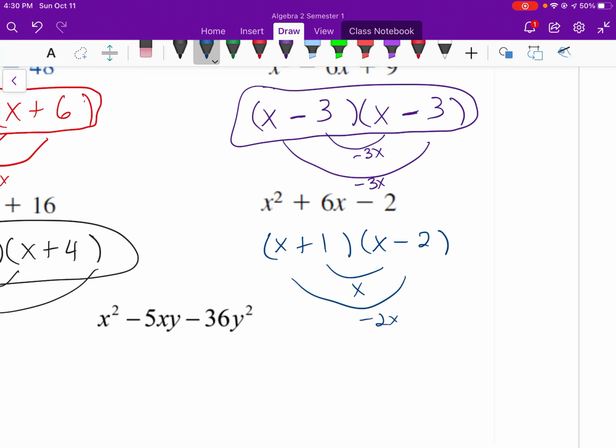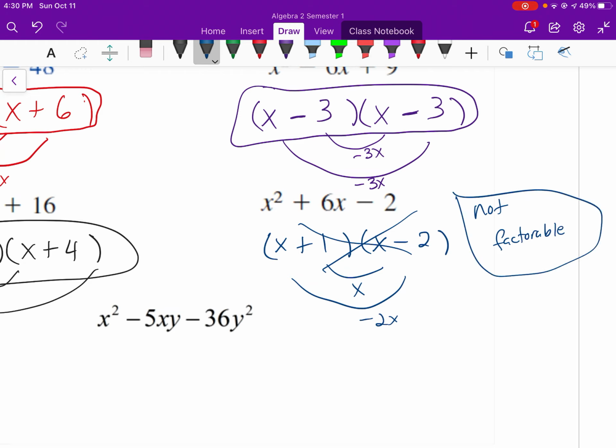Even if I flip-flopped those, that's going to be 2x and negative x. There's no way I'm going to get that positive 6x through my middle terms. So in this case, this one is not factorable. We went through all the possibilities. You can only use x and x on those first terms. You can only use 2 and 1. Those combinations will never get us to that plus 6x that we need.